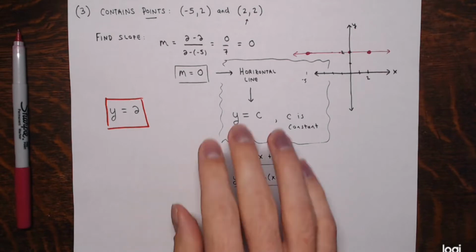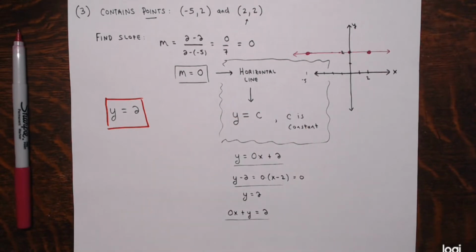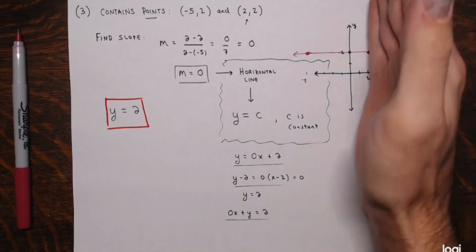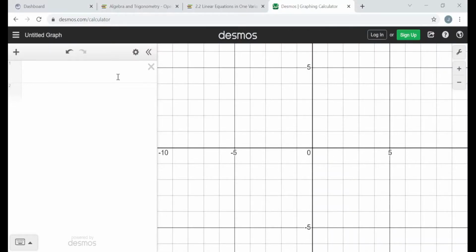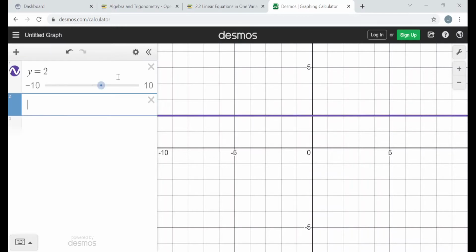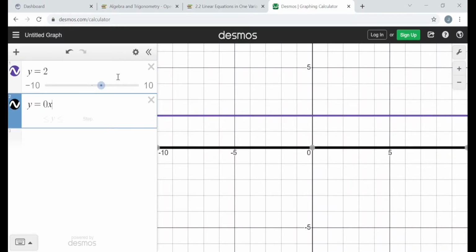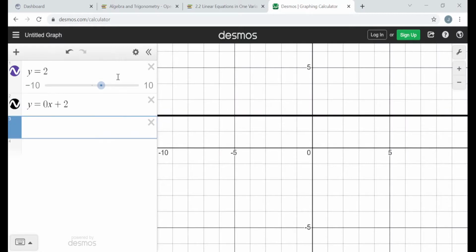And you'll see later, it's very similar for vertical lines. When a line is going straight up and down, the x coordinate is always the same. So it's just x equals some number. But let's continue. Let me show you on a better grid here. Just y equals 2. And again, if you want y equals 0x plus 2, same thing. Y minus 2 equals 0 times x minus 2, same thing.